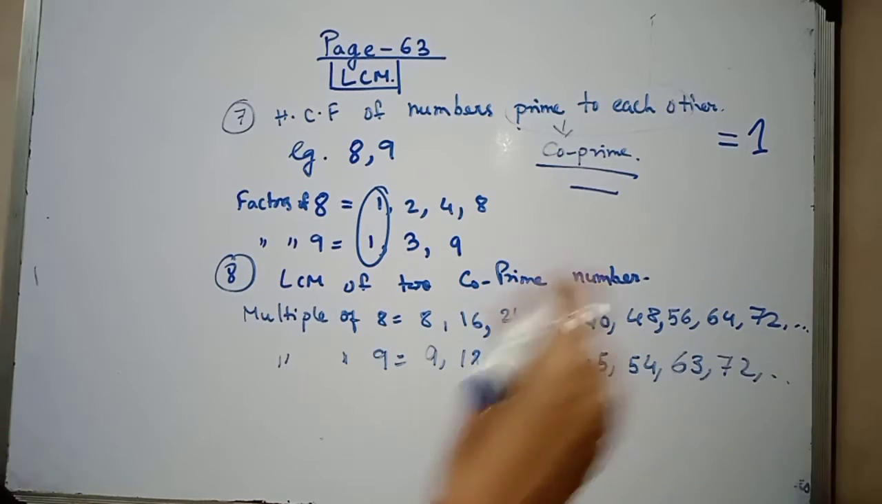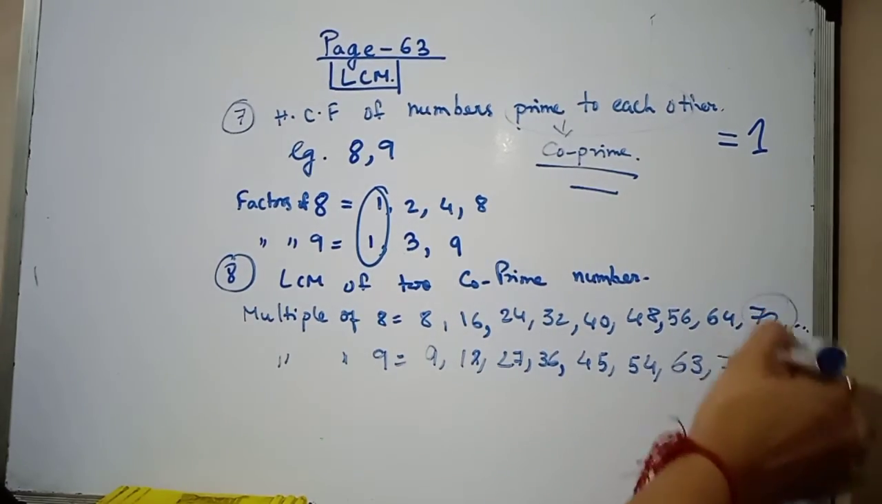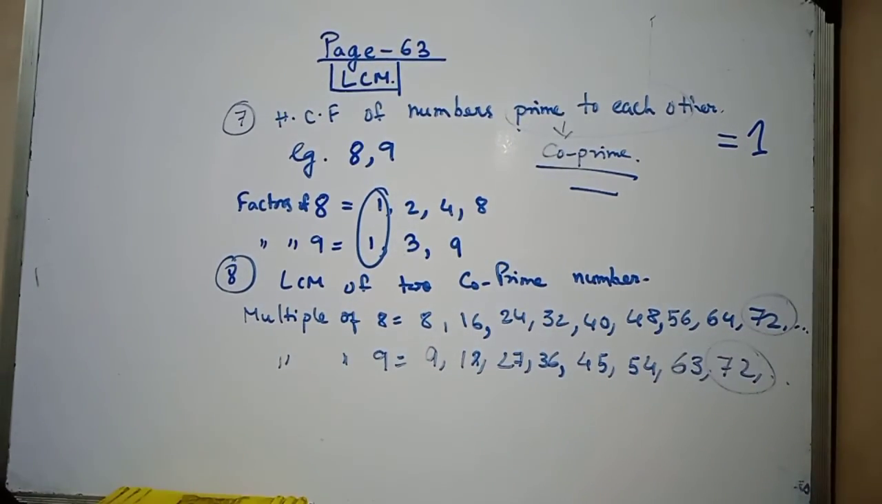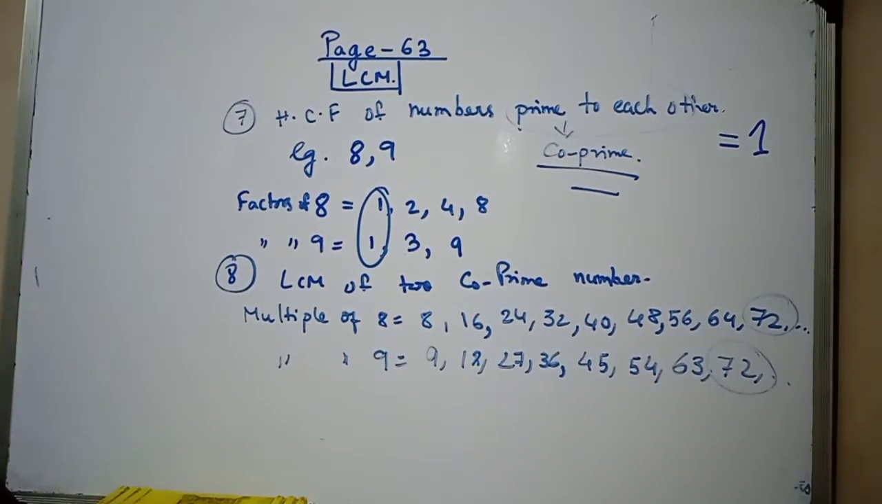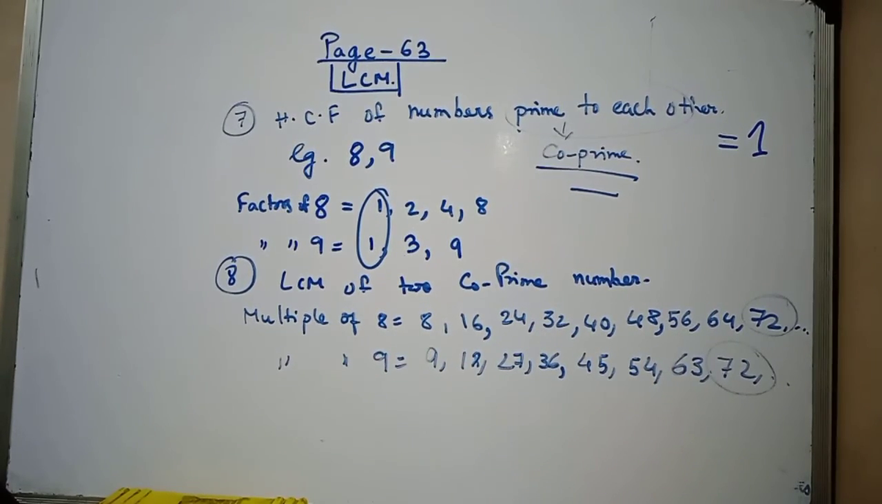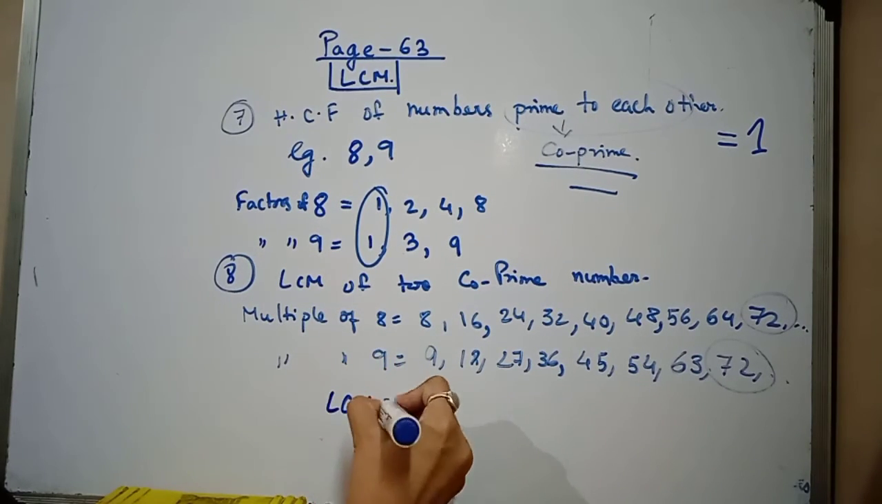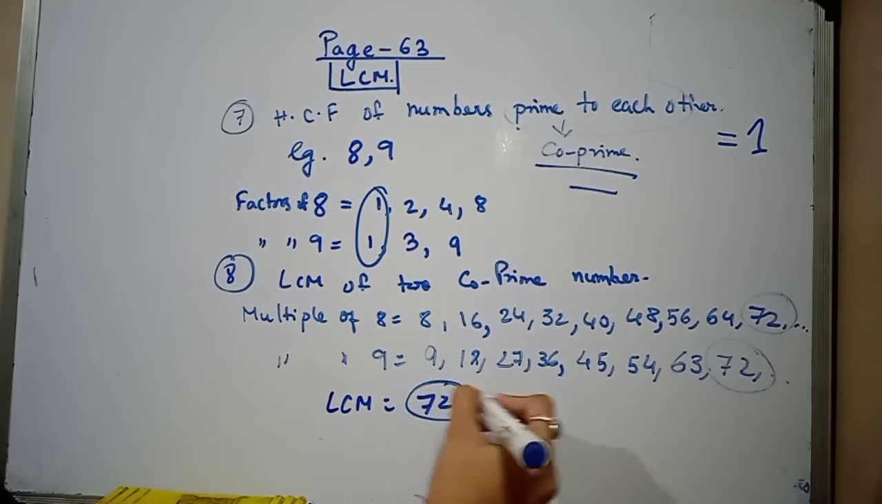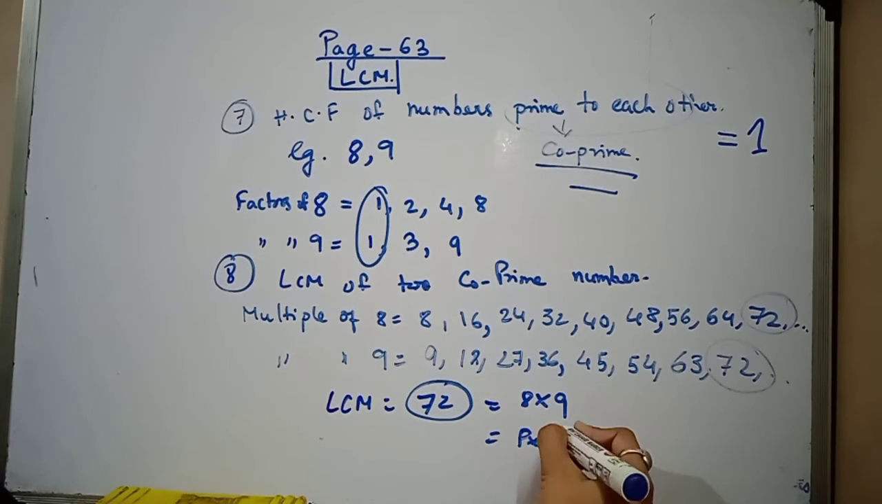72. Okay, so as I can see, the only common multiple between 8 and 9 is 72. This is the least one because we cannot find any common multiple before that. This is the only common multiple as I can find between these two co-prime numbers. So the LCM is 72. 72 means what? 8 into 9 or 9 into 8, that is the product of the two numbers.